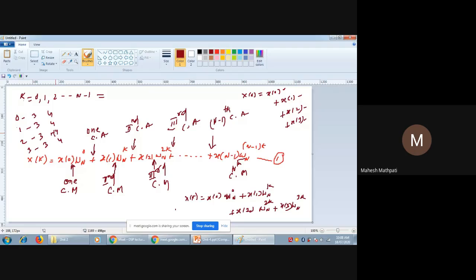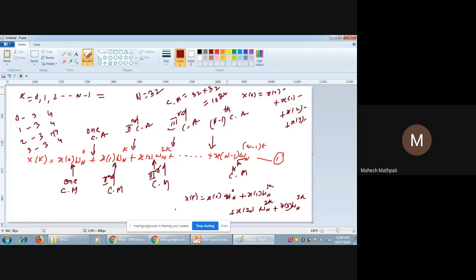Now think about this. For computing 4 point, we require 16 multiplications and 12 additions. Suppose we have n equals 32 point, then how many complex multiplications do you require, and how many additions? 32 into 32, that is 1024. Someone tell me the answer. 1024 multiplications are required.